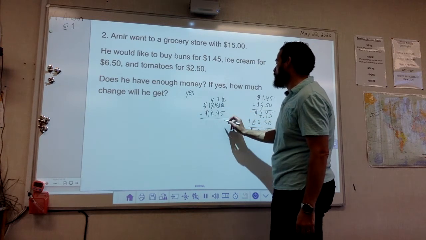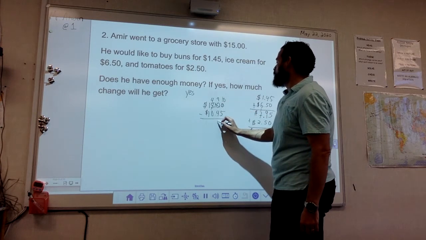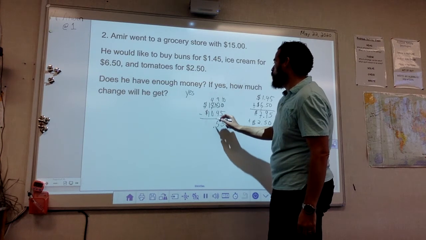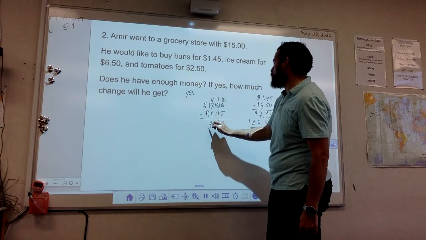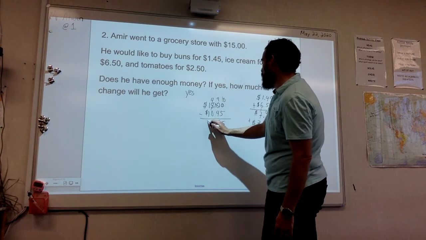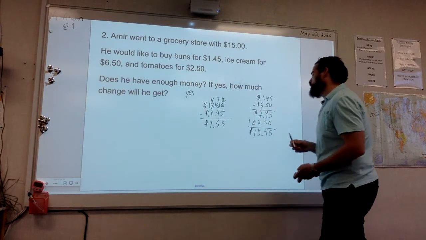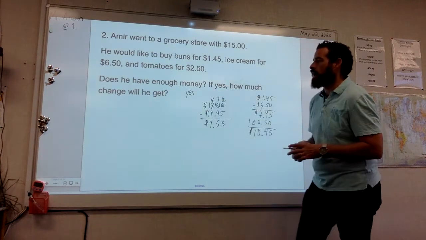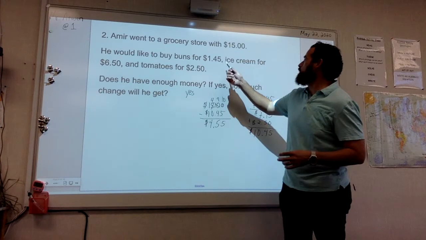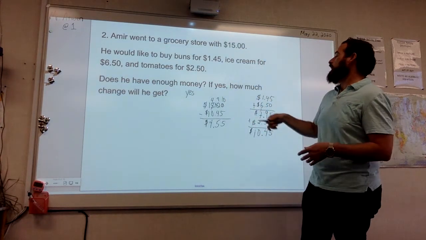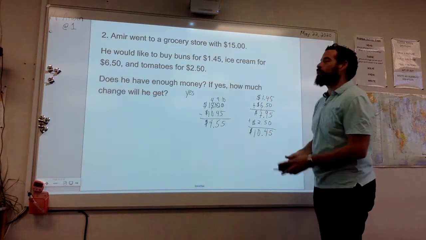So 10 minus 5 is 5. 9 minus 4 is 5. Decimal point. And then 4 minus 0 is 4. 1 minus 1 is 0, so we don't even need to write that. So $4.55 is how much change he will get. So that's how much he'll leave the store with his buns, ice cream, and tomatoes, and come home with $4.55.